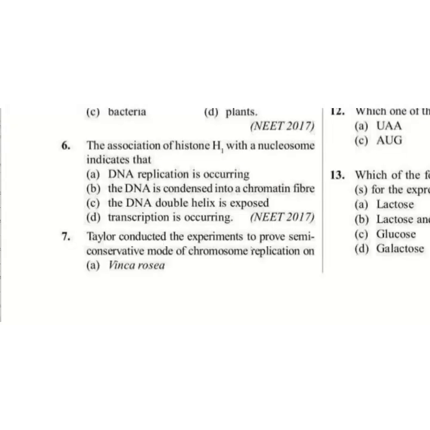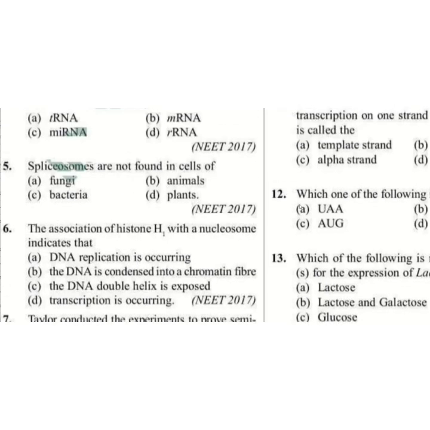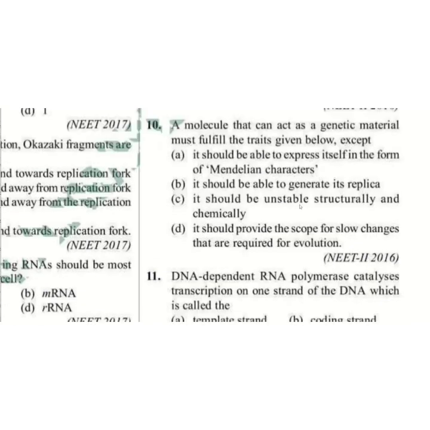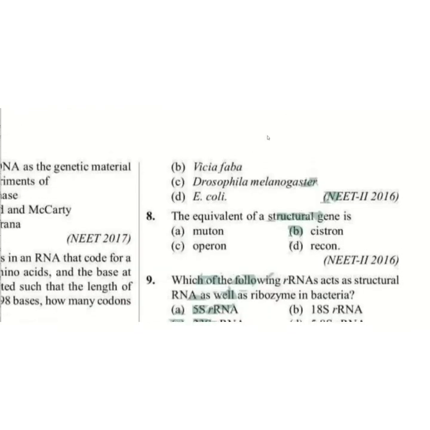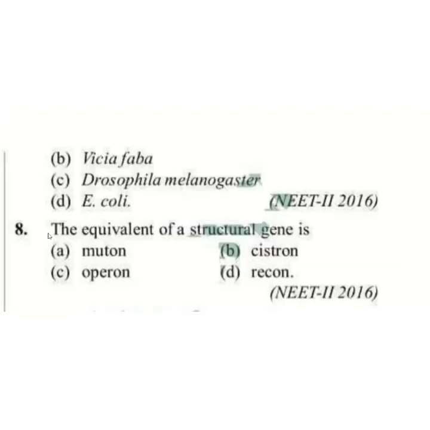Question: Taylor conducted the experiment to prove the semi-conservative mode of chromosome replication on which one? The answer is option B, the Vicia faba. Then, the equivalent of a structural gene is: option muton, second option cistron, third option operon, and the next option is recon.